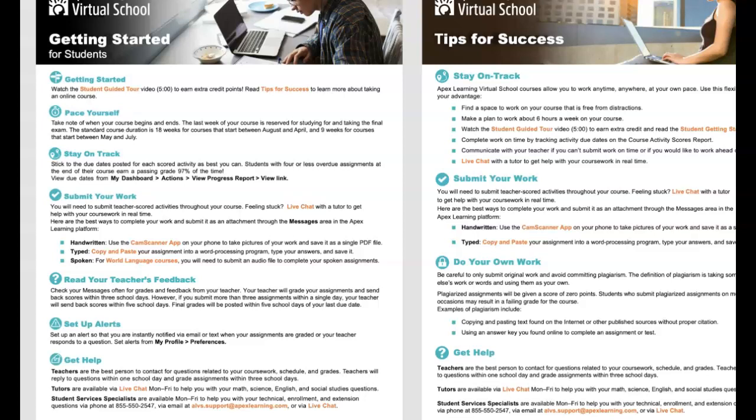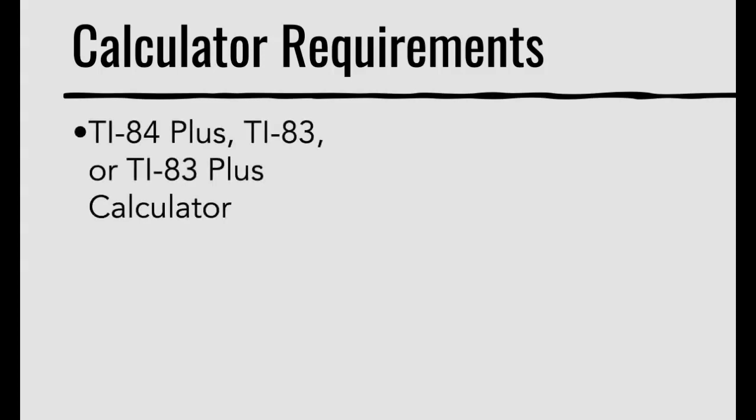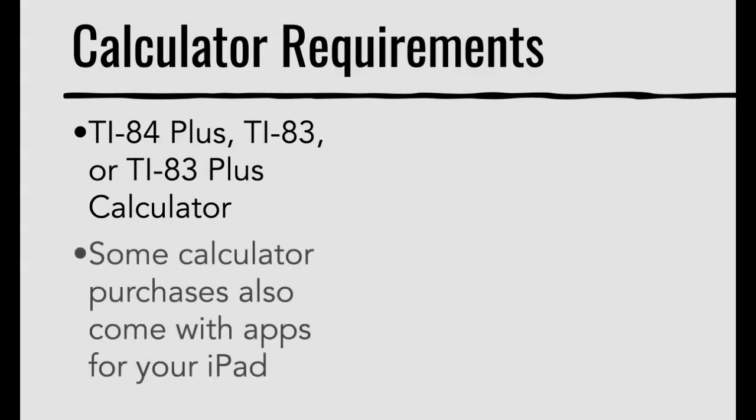What I'm going to do through this presentation is hit the highlights for you and add on a couple St. Lawrence specific things. All right, so first off, you are required to have a calculator for both of these courses and for your future courses at St. Lawrence High School. You have three options here: the TI-84 Plus, TI-83, or TI-83 Plus. Obviously if you want to get a higher level calculator, by all means, but these are the three that we suggest. Some calculator purchases also come with apps for your iPad, so if that's something that's interesting to you, make sure you look at that.